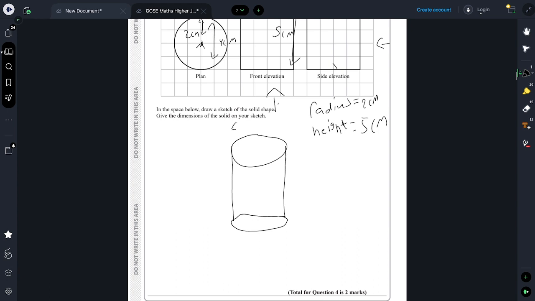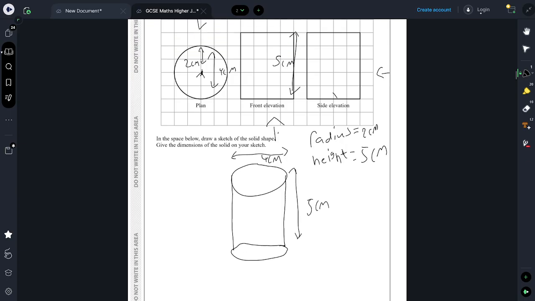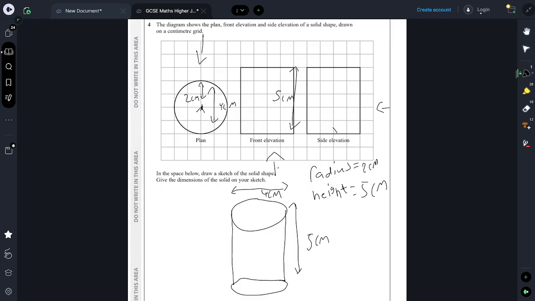I think the best way to do this is to say, well, that's 4, and then down here is going to be 5. And you can even use the front elevation to confirm this. So this should be the diameter as well, right? If you imagine you continue the rectangle there, this should be the same as the diameter, right? And actually, it is because it's 4. 1, 2, 3, 4.